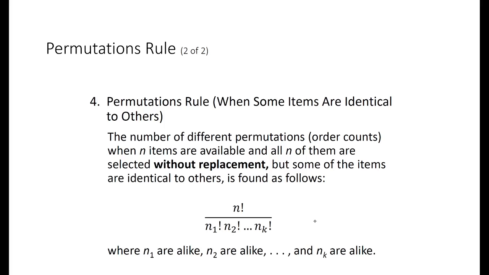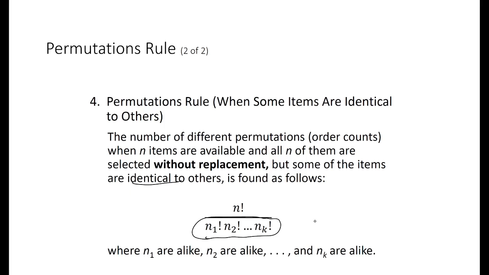When some items are identical to others, the number of different permutations, keep in mind in permutation order counts, when n items are available and all n of them are selected without replacement, but some of the items are identical to others, we can use this rule, which is n factorial over n1 factorial, n2 factorial, up to nk factorial, where n1 are alike, n2 are alike, nk are alike. So if you see some identical items, then you have to divide by that factorial for a permutation rule.